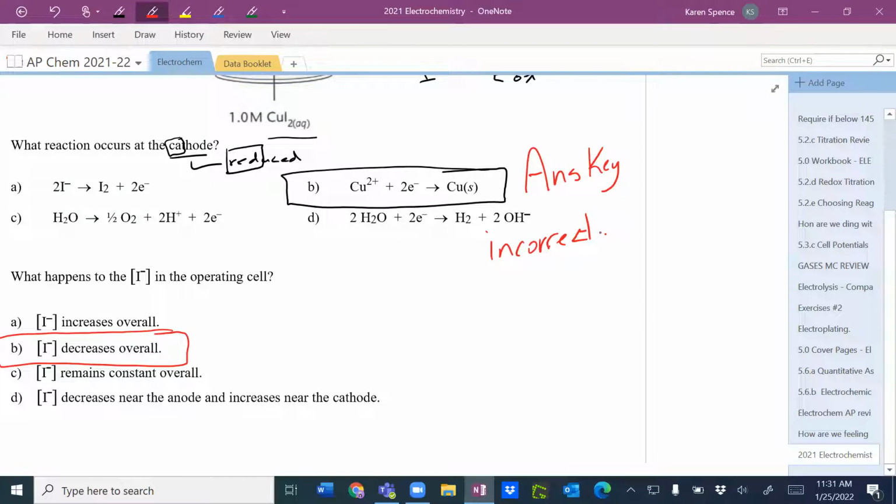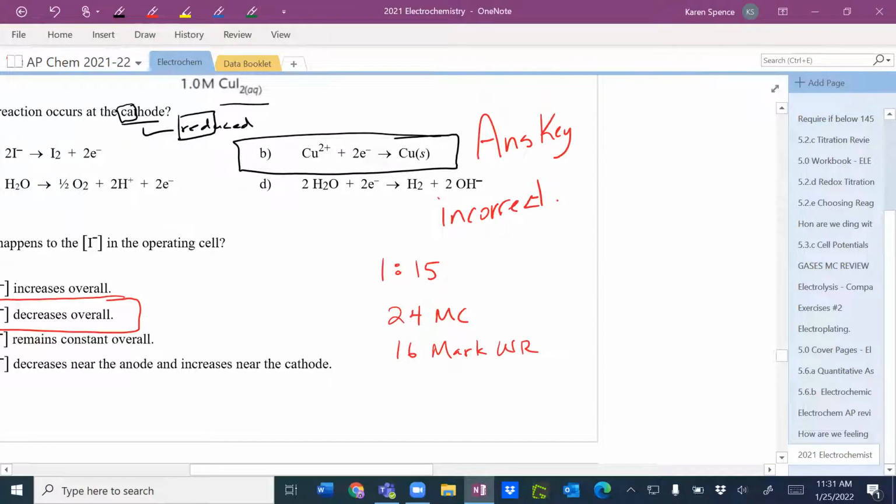How long is the test? It will be designed for an hour and 15-minute class. And it will have 24 multiple choice questions and 16 marks in the free response type questions. I'll call them written response because that's what they're called in the regular thing. So 24 multiple choice, 16 marks in the written response for a grand total of 40 marks.